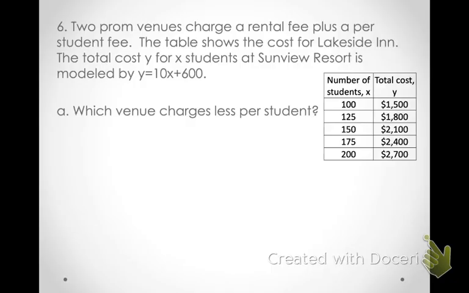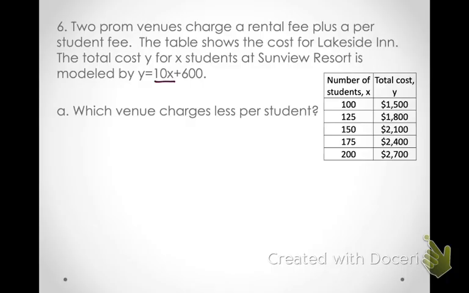Problem 6. 2 prom venues charge a rental fee plus a per student fee. The table shows the cost for Lakeside Inn. The total cost y for x students at Sunview Resort is modeled by the equation y equals 10x plus 600. Part A asks us which venue charges less per student. Well, we know from our equation for Sunview that they charge $10 per student because that's their slope. That's the per student fee.